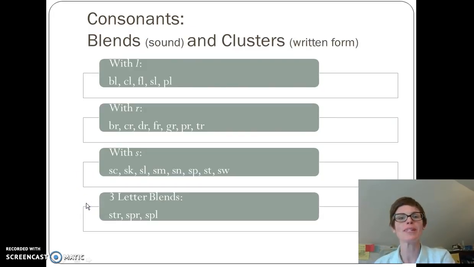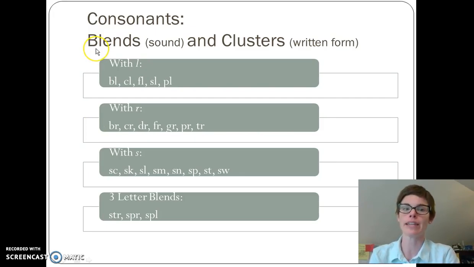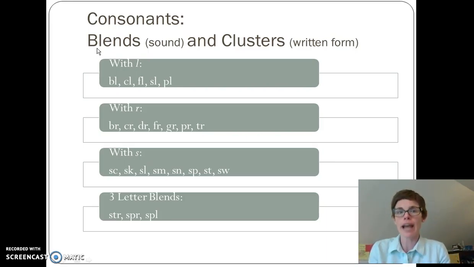All right, so those are the ways we categorize consonants. Now we can talk a little bit about how consonants can come together to either blend their sounds or make a completely new sound. All right, the first thing we're going to talk about is blending sounds. When you have two consonants that come together, but you still hear both sounds, that's called a consonant blend. When we say it out loud, we just call it a consonant blend. That's when we hear the sounds of the blend.